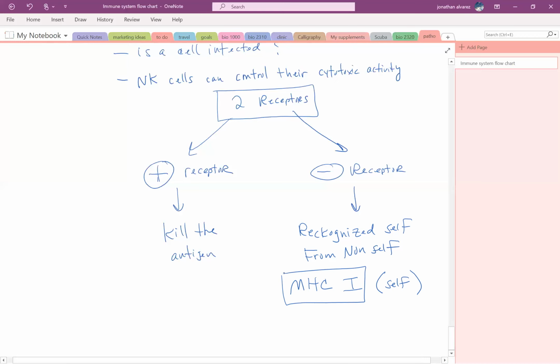Okay, so that's why your own body does not destroy your own tissue. That's how your body knows to not destroy your own tissue. Okay, this is how your immune system knows not to destroy your own tissue.